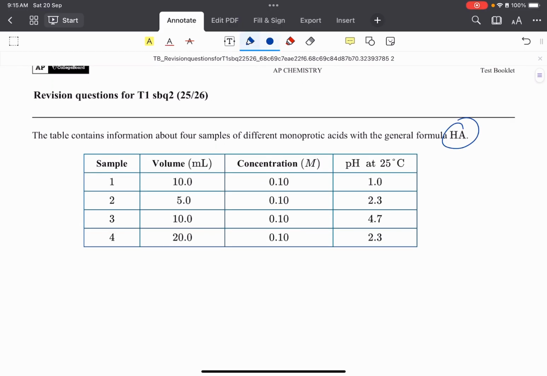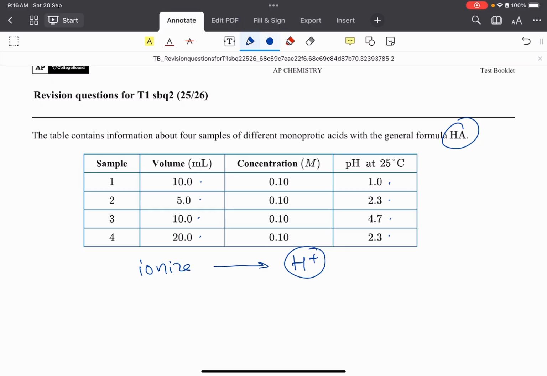Now, before you read the question, just analyze what you have. I have samples, the volume is not important, the concentration is important, they are all at the same concentration. However, the pH at this point is going to indicate which one is stronger than which, because when an acid ionizes, it's all about how much H plus it forms. So the more it forms H plus, the stronger it is. And when we have a lot of H plus, the pH will be lower.